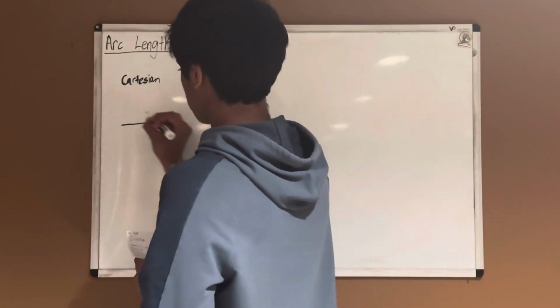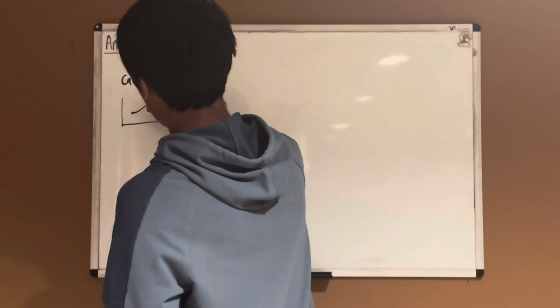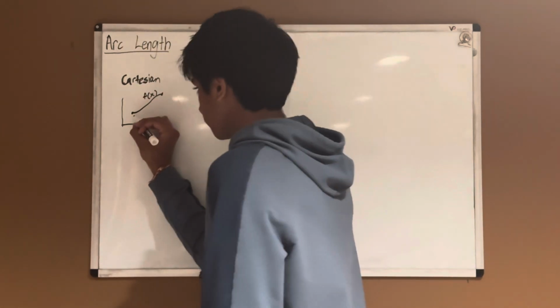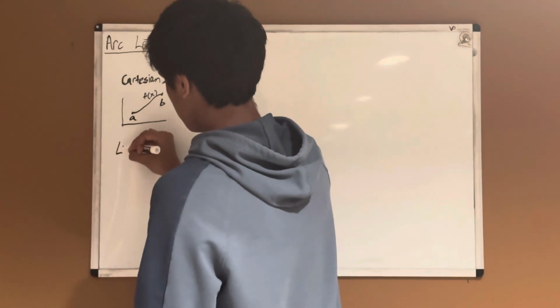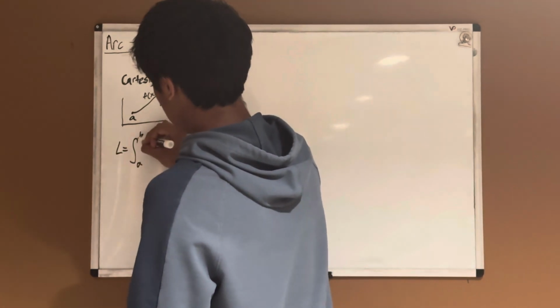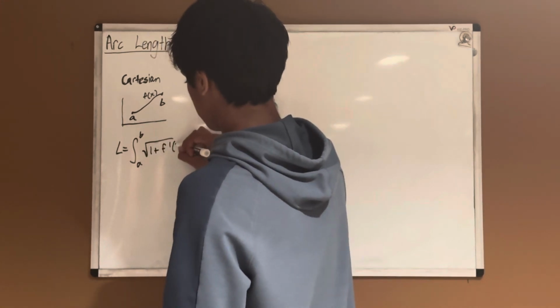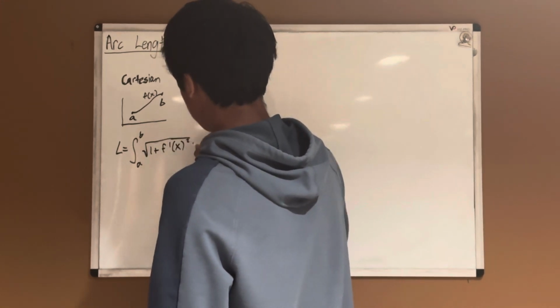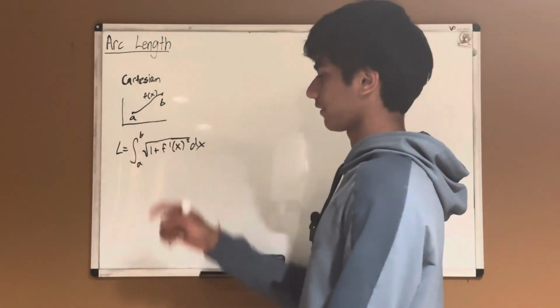For Cartesian points, let's say we have a function f of x, and we want to find the arc length from a to b. That arc length, L, is equal to the integral from a to b of the square root of 1 plus f prime of x squared dx. And this is assuming we have a function f of x.